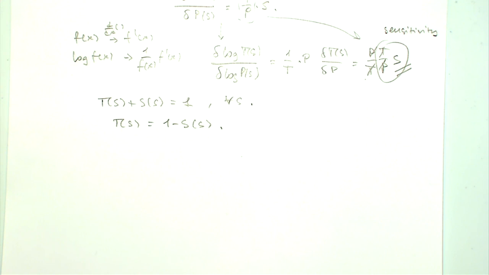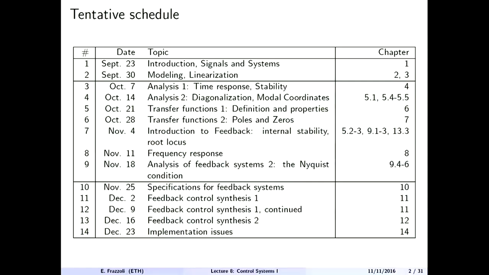So the complementary sensitivity function describes the relationship between the reference signal and the output. You shouldn't have it written, right? Between the reference and the output. So it's the closed loop transfer function. It's very important. It's a very important function. The sensitivity function, I don't want to give you a spoiler, but it will come in a few lessons ahead.